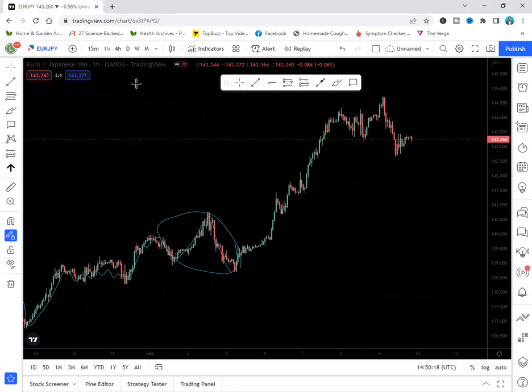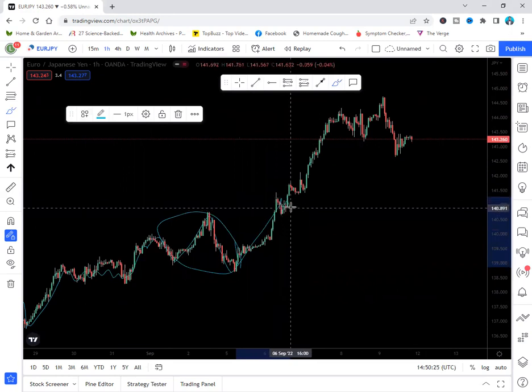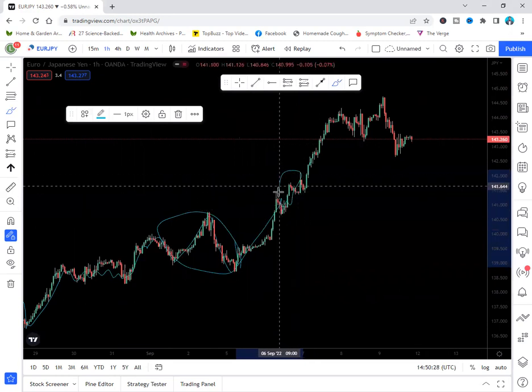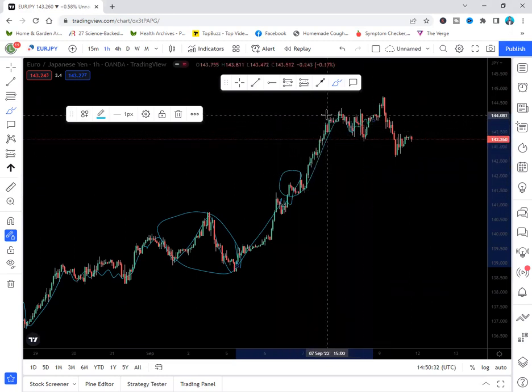So look at it. You see another impulse and then correction. The whole of this becomes correction, an impulse, correction. Are you able to see that? Is it confusing?